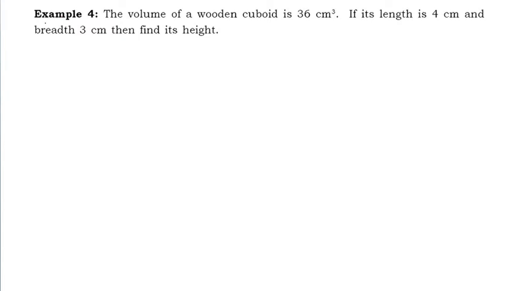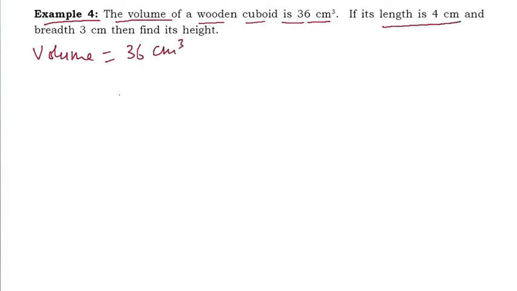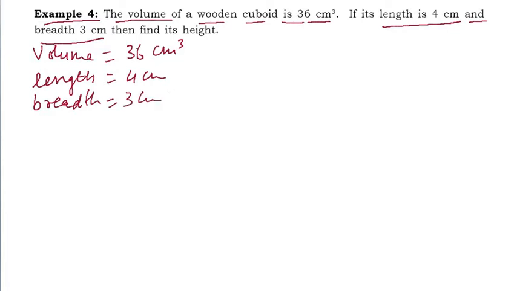Example 4. The volume of a wooden cuboid is 36 centimeter cube. So you can write here volume. Volume is given as 36 centimeter cube. Its length is given as 4 centimeter. So you have to write length is equal to 4 centimeter. And breadth is also given as 3 centimeter. So you have to write breadth, it is 3 centimeter. Find its height.